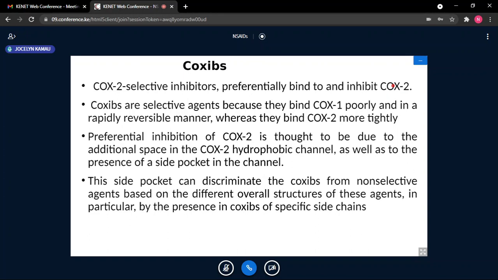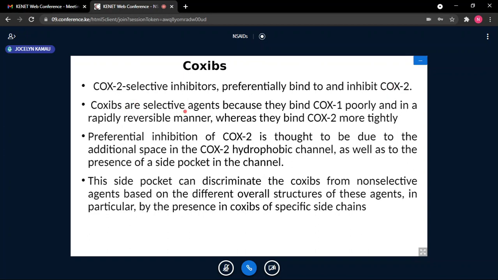So it is a structural difference between the enzymes that made it possible to come up with a molecule that can select COX-2 but not COX-1, because the enzymes COX-1 and COX-2 have a structural difference. The drug that was synthesized also has a structural difference, and it has a rigid portion that can directly go for COX-2 but not COX-1.